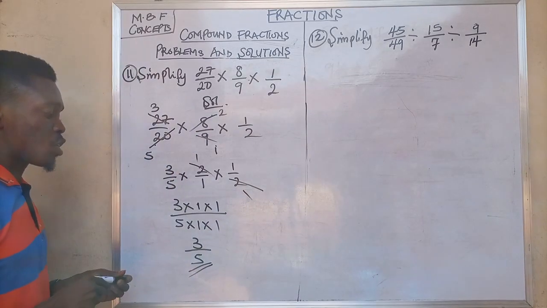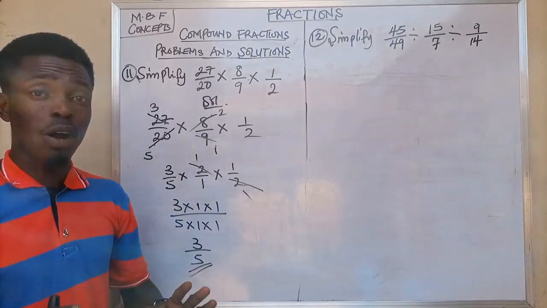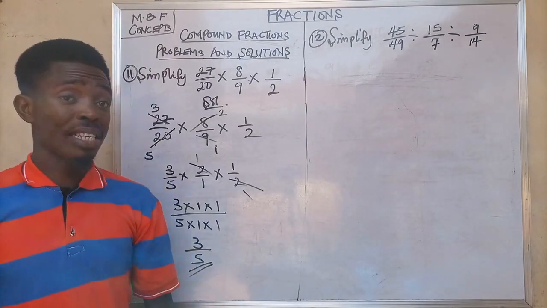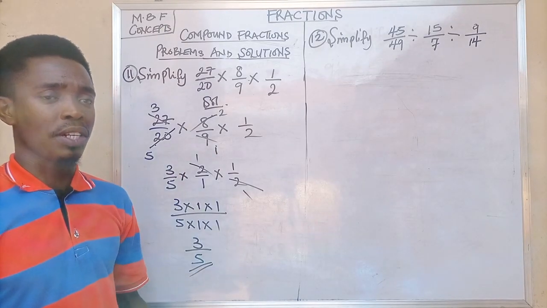Now this is our answer because 5 and 3 are both least factors, so they do not have common factors as well. We are leaving our answer here because the answer is a proper fraction where we have the denominator greater than the numerator. Guys, this is all about it.